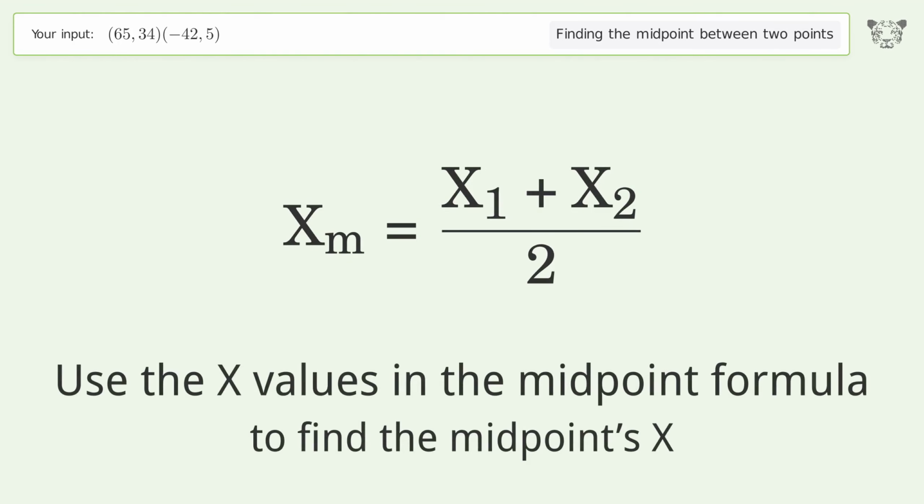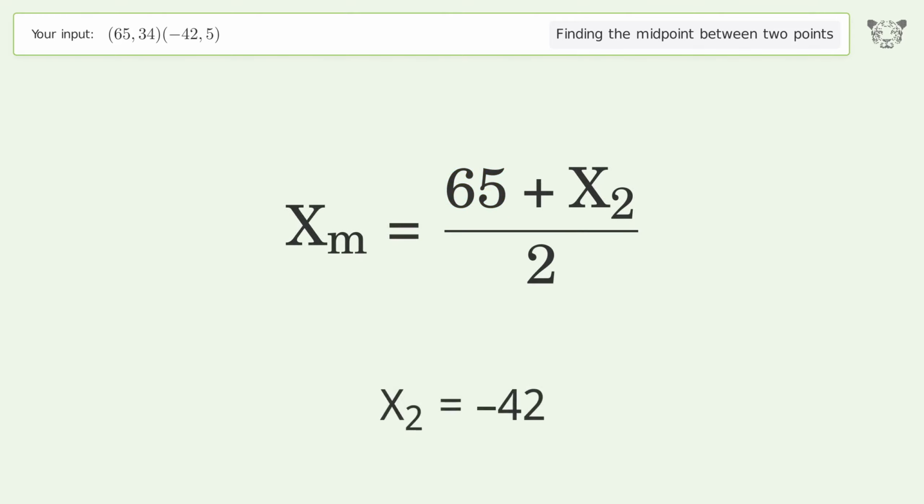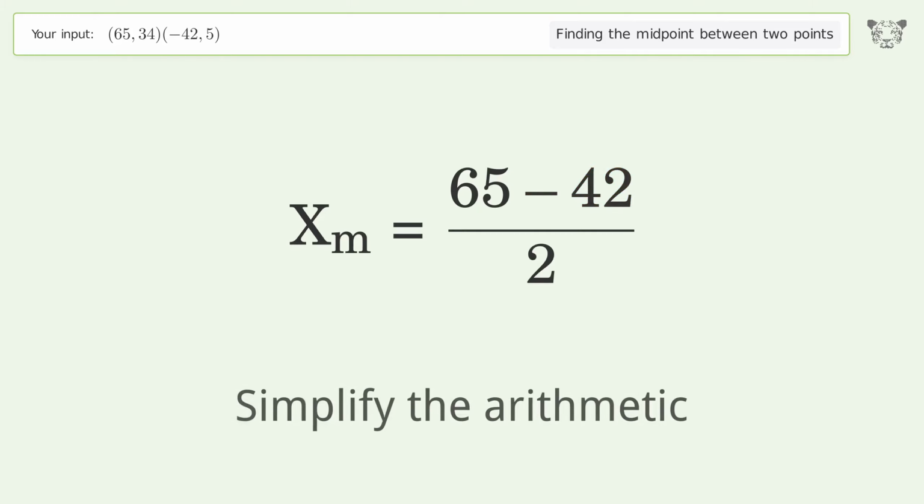Use the x values in the midpoint formula to find the midpoint's x. x1 equals 65. x2 equals negative 42. Simplify the arithmetic.